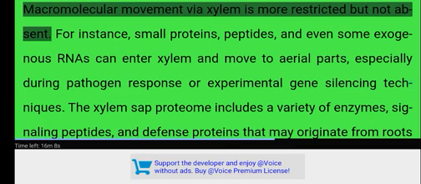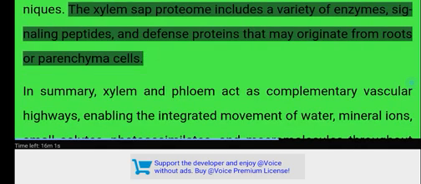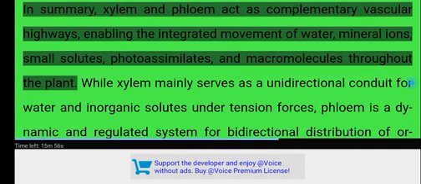Macromolecular movement via xylem is more restricted but not absent. For instance, small proteins, peptides, and even some exogenous RNAs can enter xylem and move to aerial parts, especially during pathogen response or experimental gene silencing techniques. The xylem sap proteome includes a variety of enzymes, signaling peptides, and defense proteins that may originate from roots or parenchyma cells.